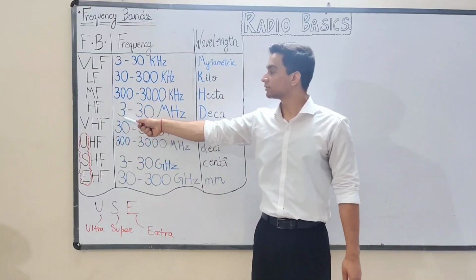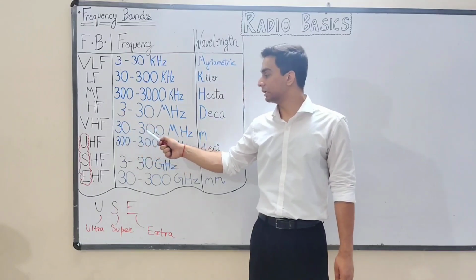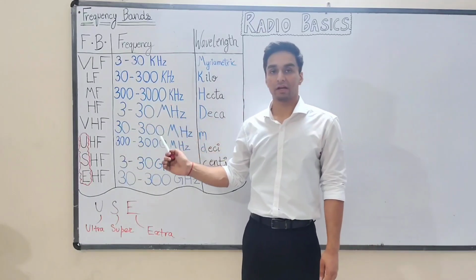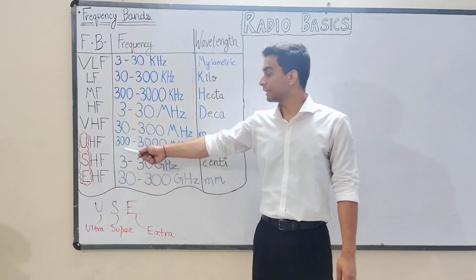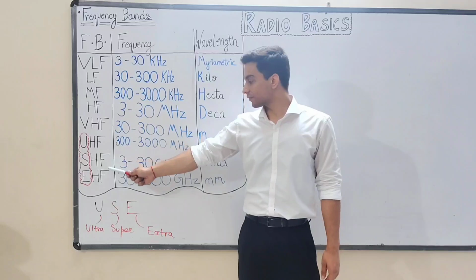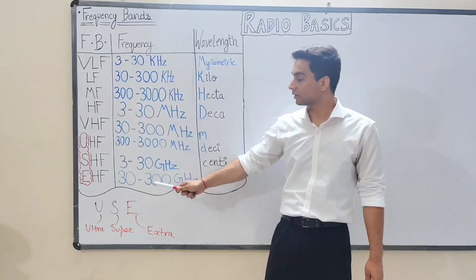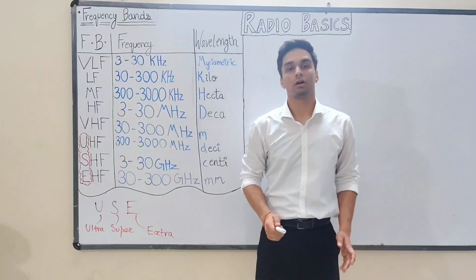Then HF contains 3 to 30 megahertz. VHF contains 30 to 300 megahertz. Mega is for 10 raised to power 6 hertz. UHF contains 300 to 3000 megahertz. SHF contains 3 to 30 gigahertz and EHF contains 30 to 300 gigahertz.